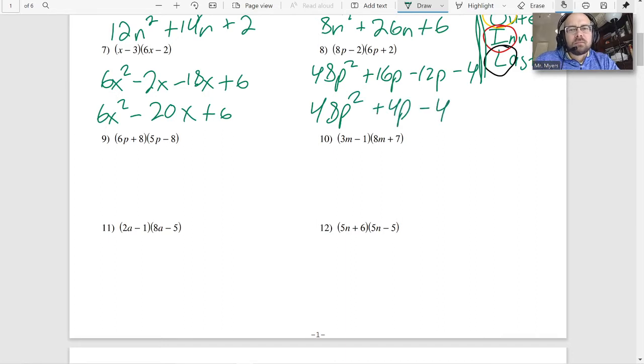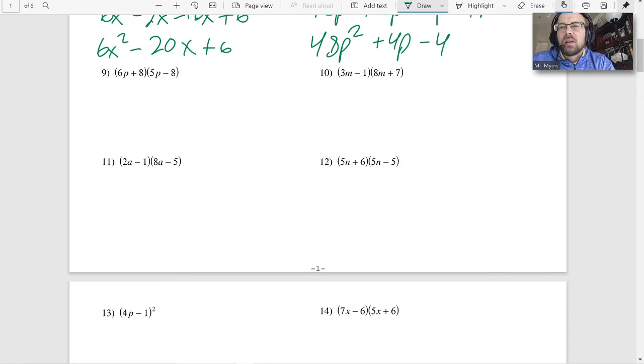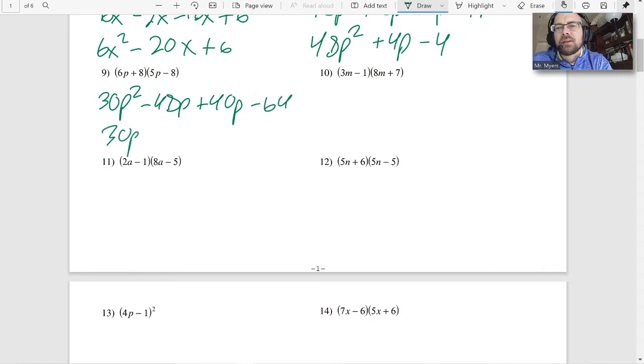All right, moving on. So on this one, I'm not going to say out the firsts and the outers and inners and lasts, we're just going to say what I'm multiplying before I multiply it. So 6p times 5p, 6p times negative 8, 8 times 5p, and 8 times negative 8. All right, so 30p squared minus 8p minus 64.